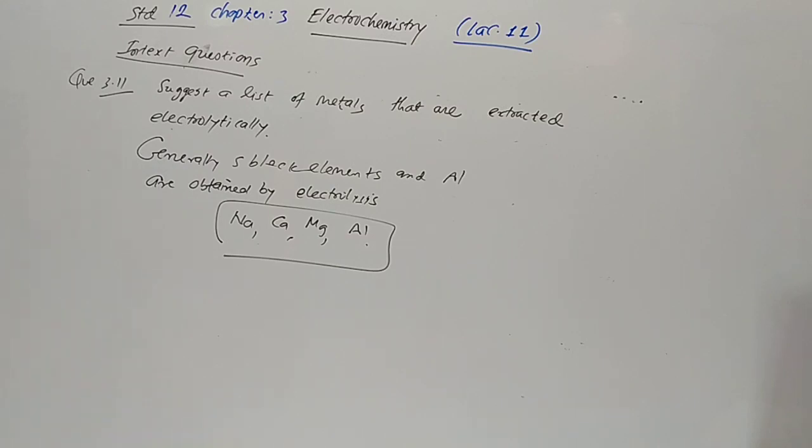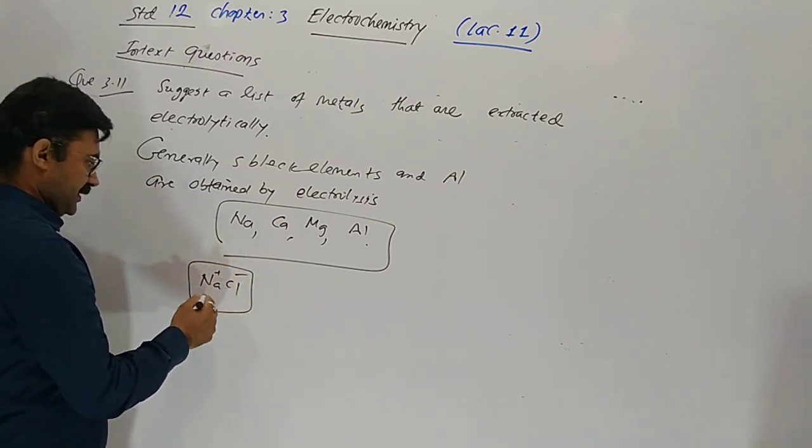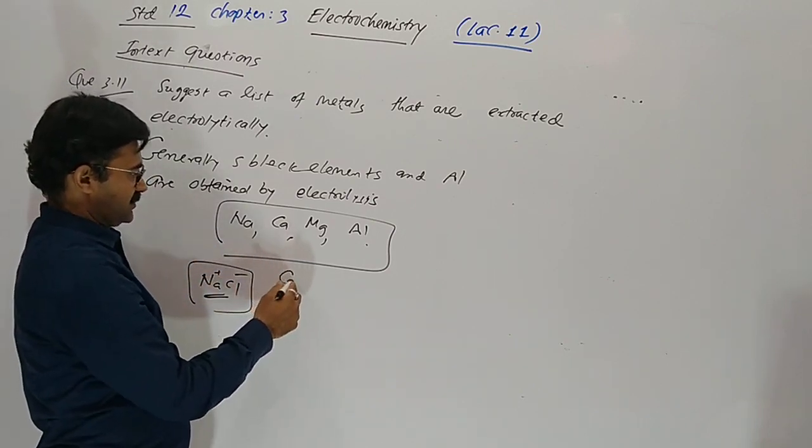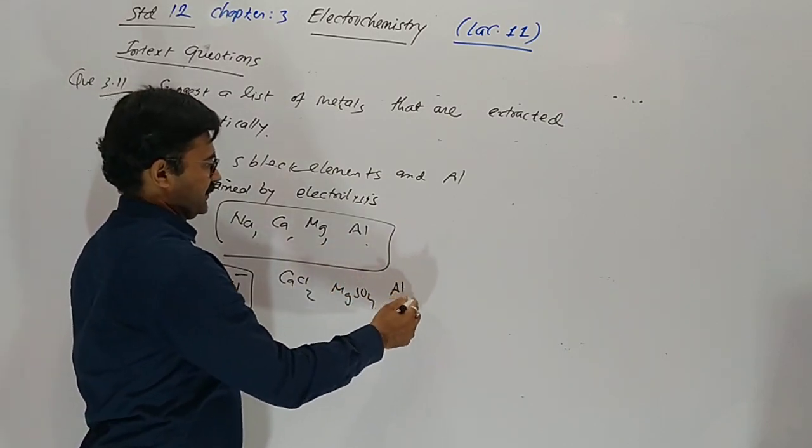From NaCl, sodium. Yes sir. When we take molten NaCl by electrolysis we can derive sodium, and similarly calcium, magnesium and aluminium from their compounds.